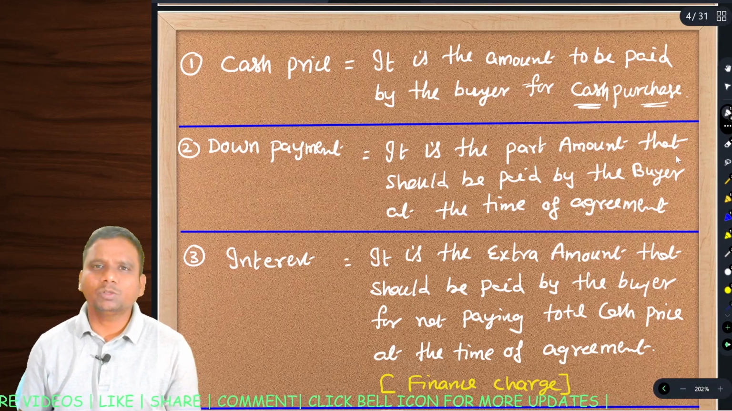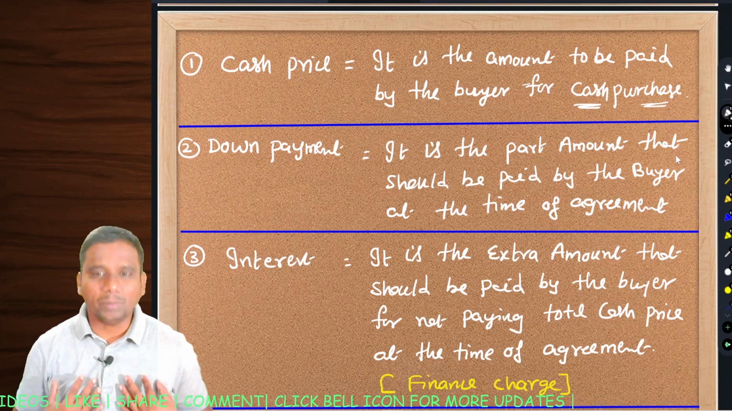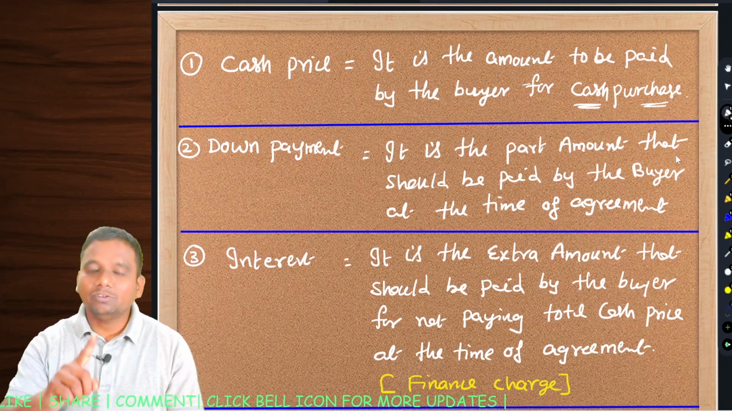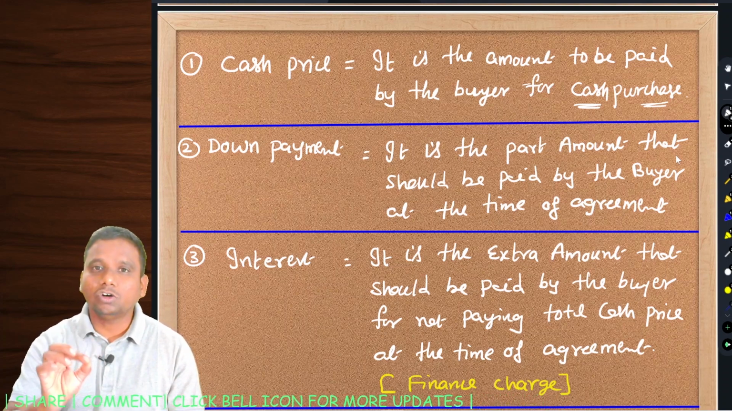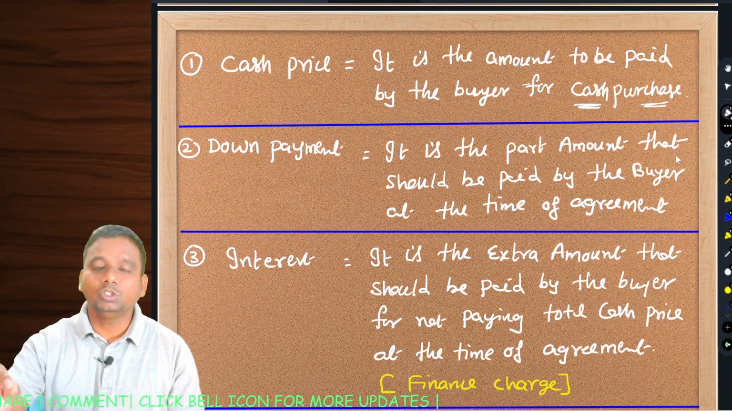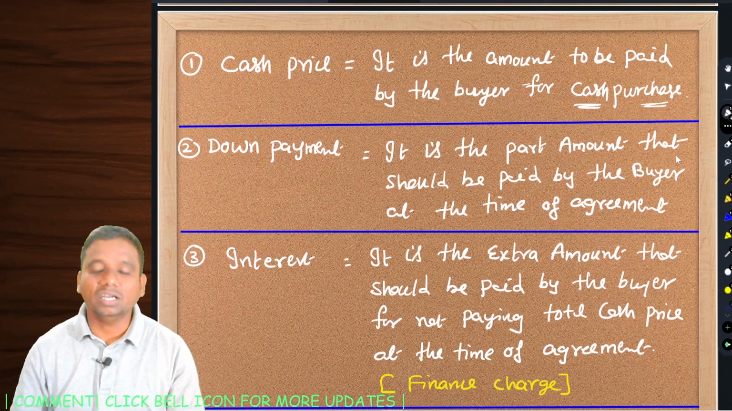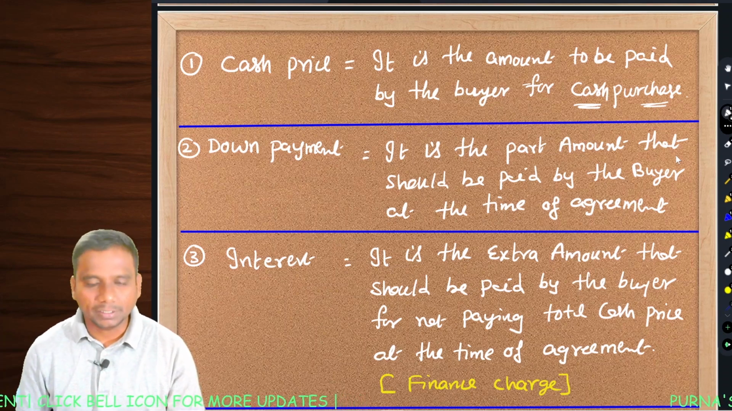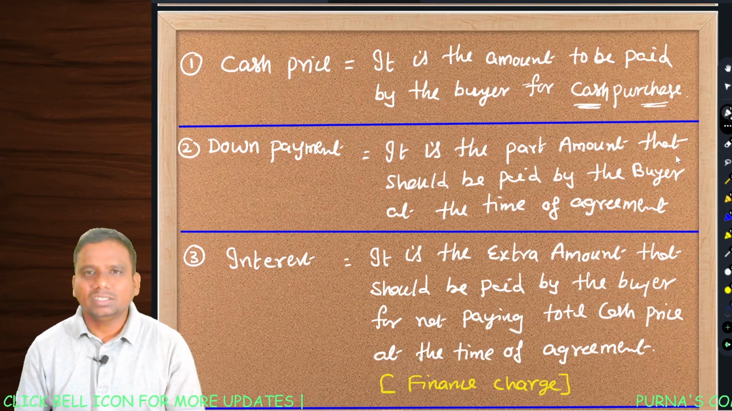Down payment is nothing but what? It is the amount payable by the buyer at the time of agreement. Without a down payment, it is not possible to enter into a hire purchase agreement. At least you have to pay some amount as down payment. Okay. Interest is nothing but what?